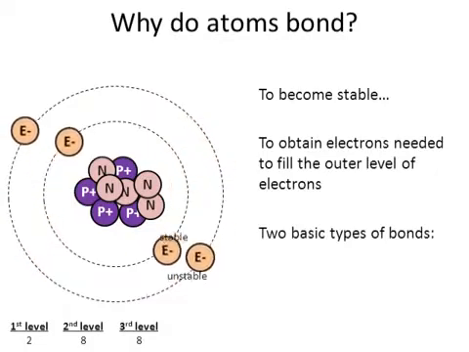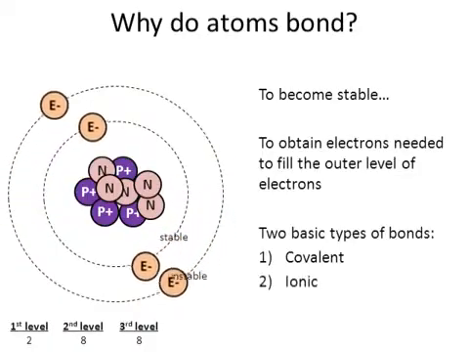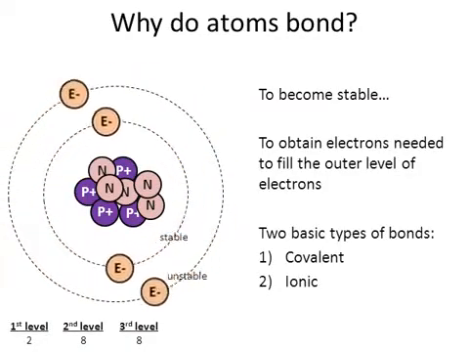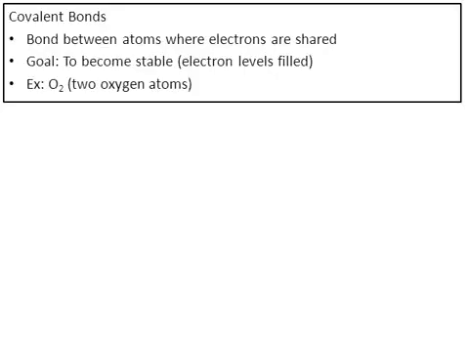Now, there are 2 basic types of bonds, and that's why you're watching this video, to learn the difference between the covalent bonds and the ionic bonds. Let's go over covalent bonds first. Okay, so the basic definition of a covalent bond, it's a bond between atoms where they share electrons. And so the goal of atoms forming covalent bonds is to become stable, to fill their levels of electrons. And the classic example of this is oxygen, the oxygen that we breathe, O2. The oxygen that plants make by doing photosynthesis is actually 2 atoms of oxygen stuck together.